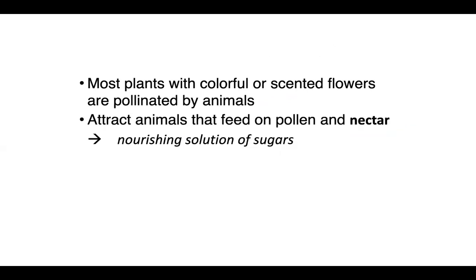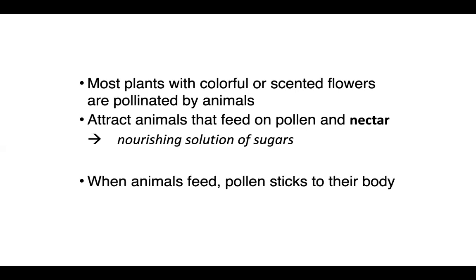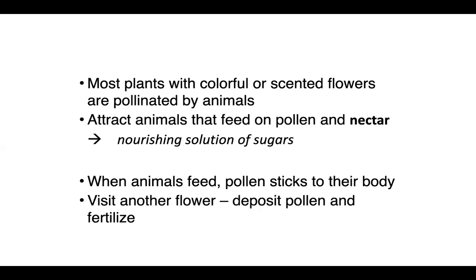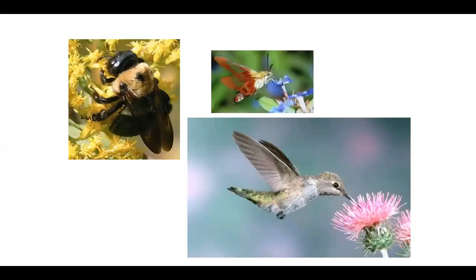All right, so another adaptation that plants can have when they rely on animals to pollinate is nectar. A lot of flowers will produce nectar, which is a nourishing solution of sugars. When the animals feed on the nectar, the pollen sticks to their body. Then they go to visit another flower, and they'll brush up against the stigma of the second plant and transfer the pollen to the second plant.